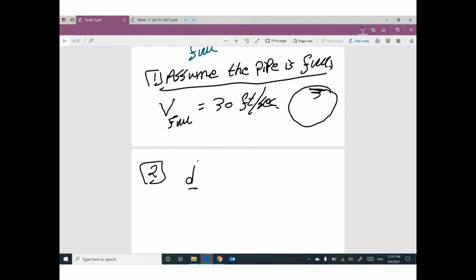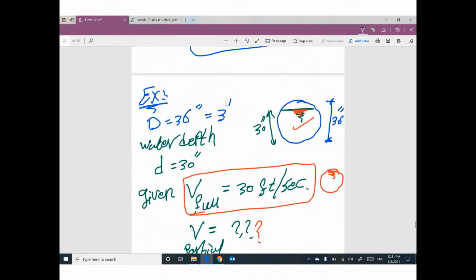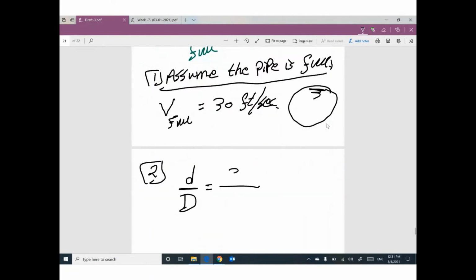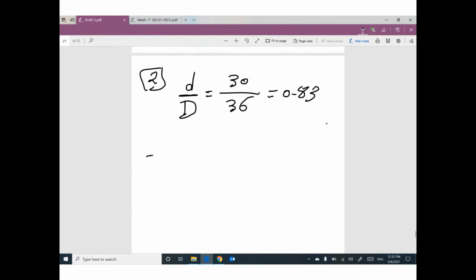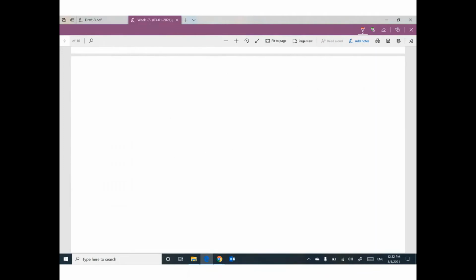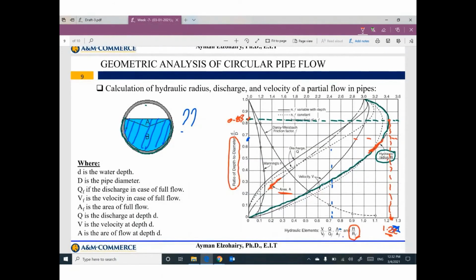Second step, what is the ratio between d and the diameter? Depth of water 30 inch, diameter 36. So 30 divided by 36. What is the ratio? 0.83. You are lucky. The third step, use the chart. Where is the value 0.83? Here you go. This one, I will go horizontal.